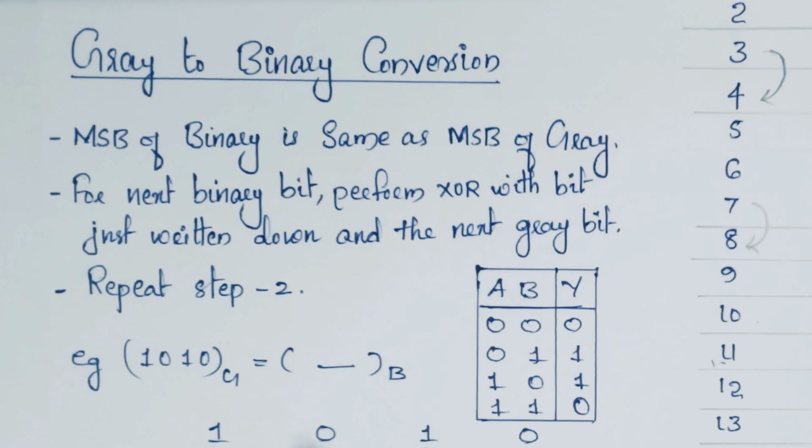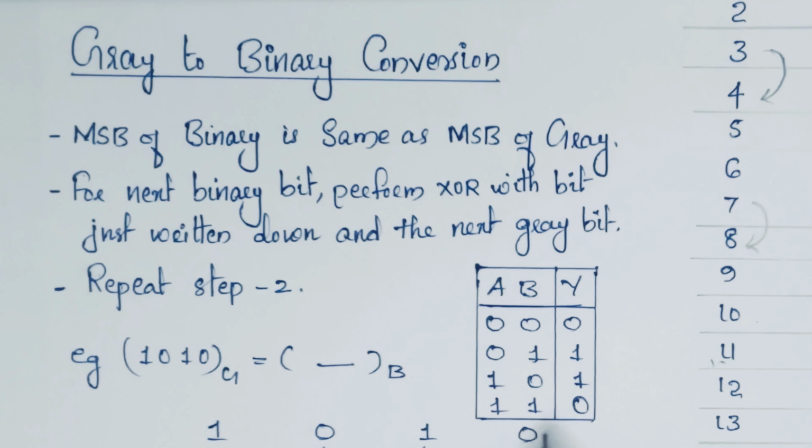Before going to the conversion, first we will see what the XOR operation is. This is the truth table of the XOR gate. For a 2 input XOR gate, if the inputs are 0 0, output is 0. For 0 1, 1. 1 0, 1. 1 1, 0. This is actually binary addition neglecting the carry. That means 0 plus 0 is 0, 0 plus 1 is 1, 1 plus 0 is 1, 1 plus 1 is 0 with carry 1, and we are neglecting the carry.